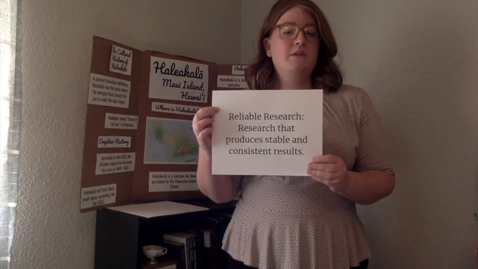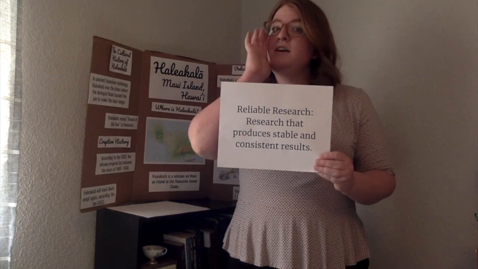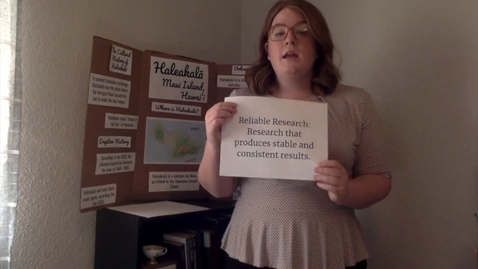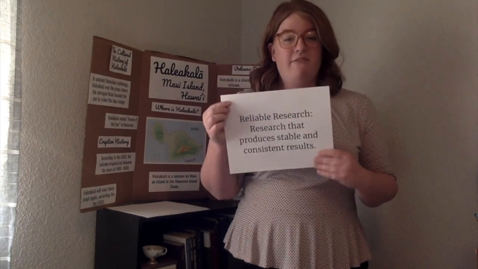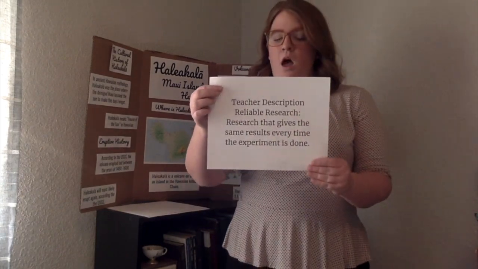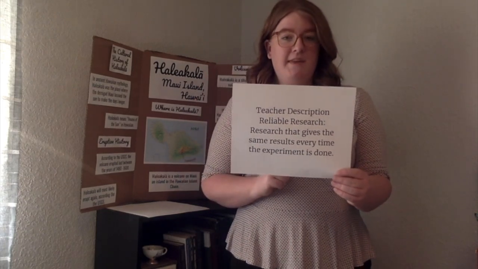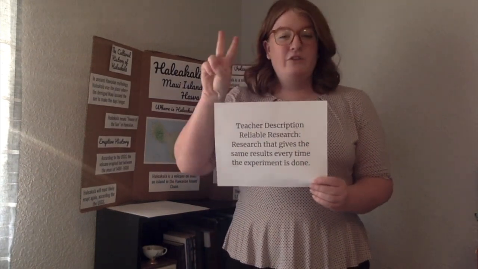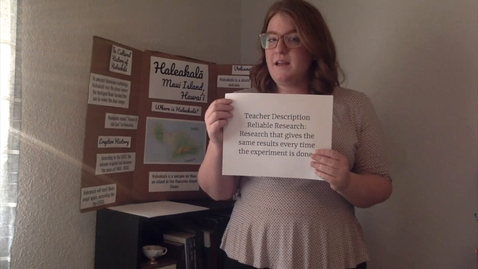reliable research is research that produces stable and consistent results. Okay, pause alert. Pause the video. Write this down for your teacher description. Good. Now, if that definition doesn't make much sense, don't worry, because this is a higher definition. But when we look at our optional teacher description, reliable research is research that gives the same results every time the experiment is done. So, pause alert, pause the video, and write this down as your second teacher description. Remember, we need to have both, because the other definition will make more sense as we keep going.